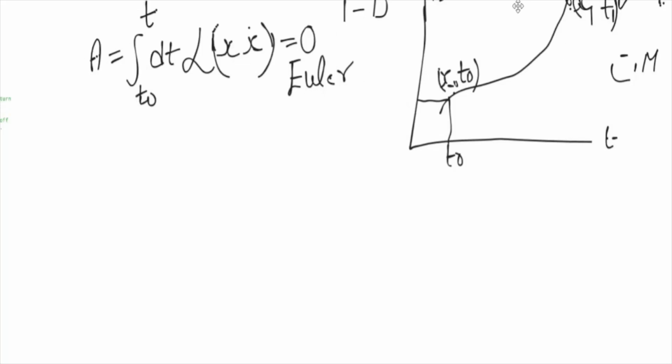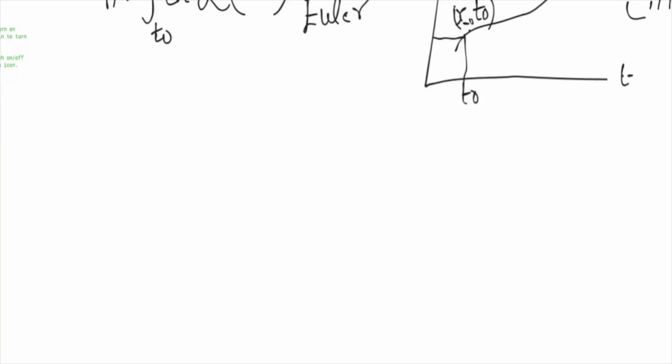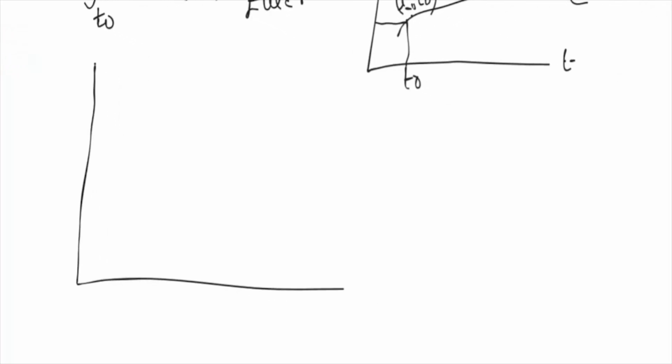And how can we do it? We are just going to divide up this time axis into little increments. We are just going to draw it again, with the x axis and the t axis. Here we will draw the x axis and here we will draw the t axis. Now we are going to divide it into small time intervals.